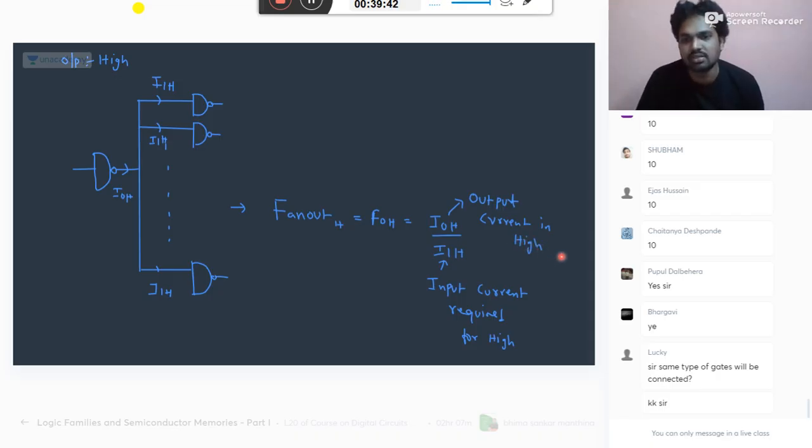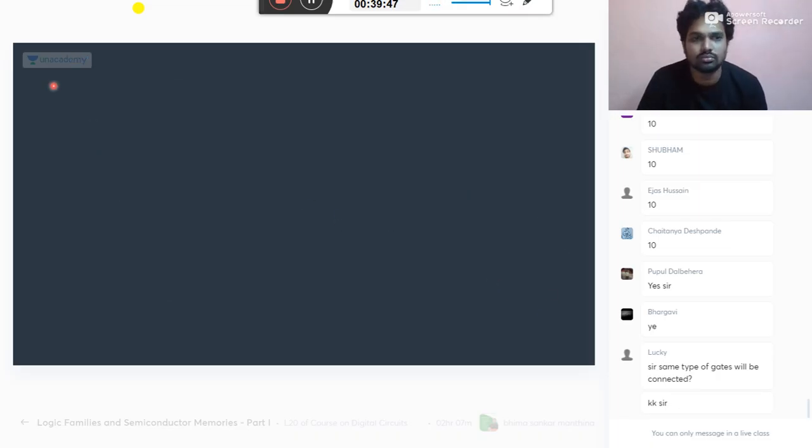Now, similar to FOH, we should also have FOL. What is that? Fan out when the output is low. Let's take the same example.